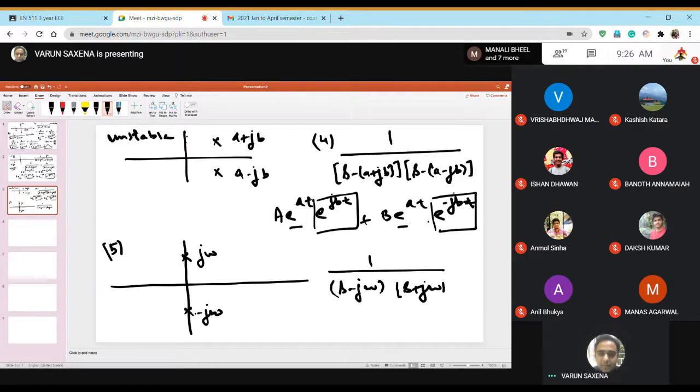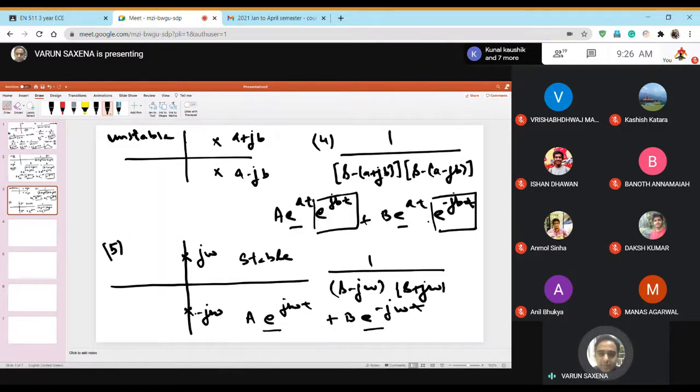Now, if you have something like this, then this again will become something like Ae^(jωt) plus Be^(-jωt). And this is stable because this is bounded and this is also bounded, because it's just a cos and sine function. So this is stable.